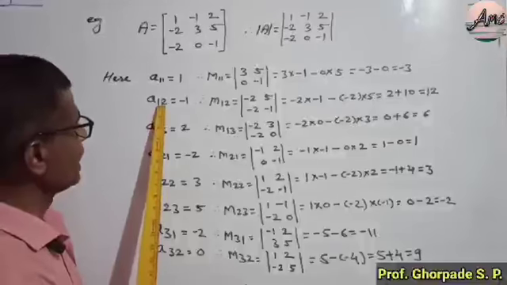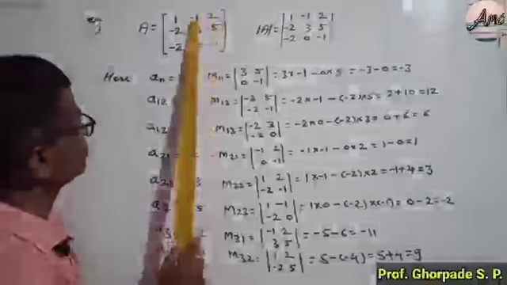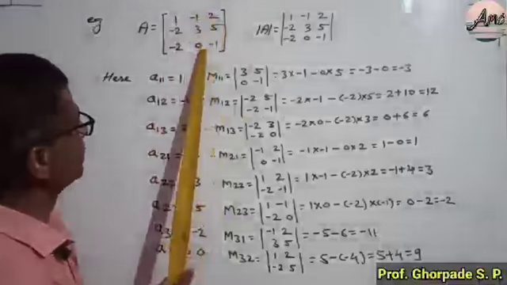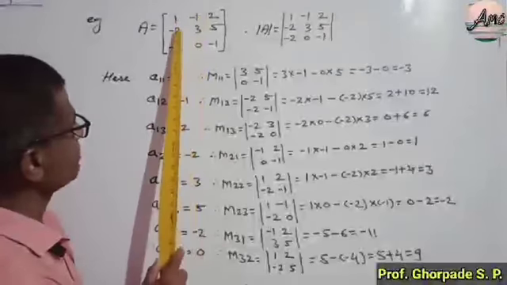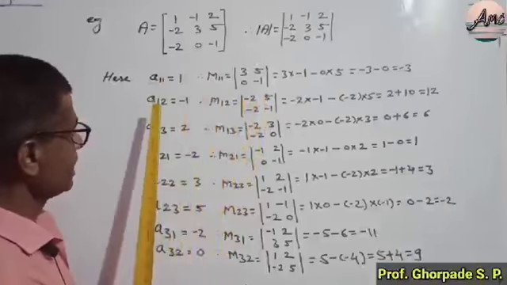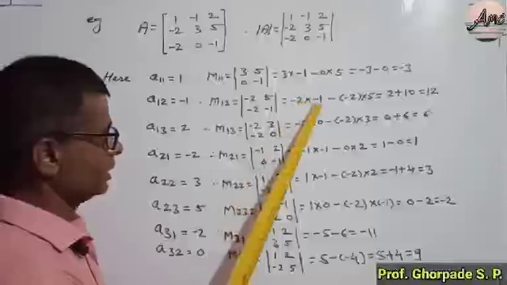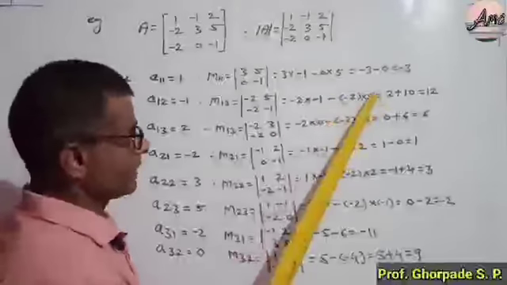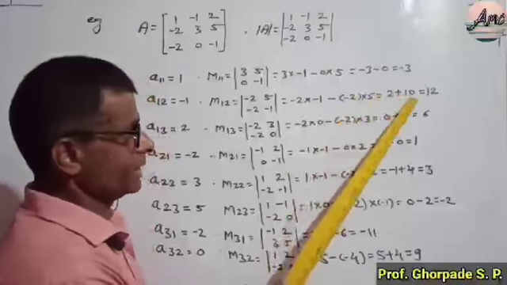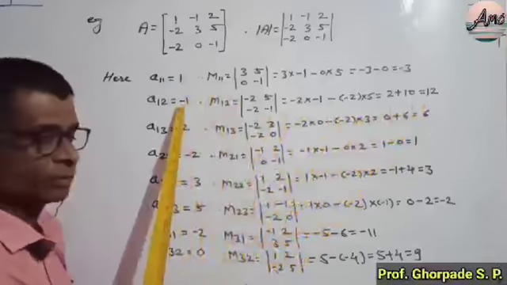Then A12 is present in first row, second column. First row, second column is minus 1. So we have to find the minor of this minus 1, which is obtained by deleting first row, second column. So if we delete first row, second column, what do we get? Minus 2, 5, minus 2, minus 1. So the minor of A12 is denoted by M12. Then the value of this determinant is given by minus 2 into minus 1 minus of minus 2 into 5. So minus 2 into minus 1 is 2. Minus minus plus, 2 5s are 10. So 10 plus 2 is 12. So this 12 is the minor of this minus 1.